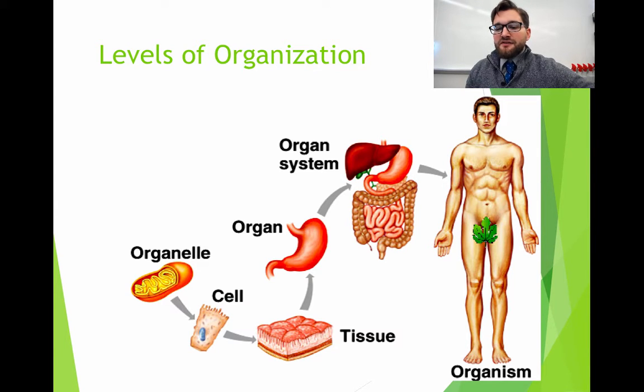The organization of a number of tissues creates organs. Our organs are organized into organ systems, like the circulatory system, the digestive system, the respiratory system, the nervous system, and all of those systems in our body are organized into the organism.